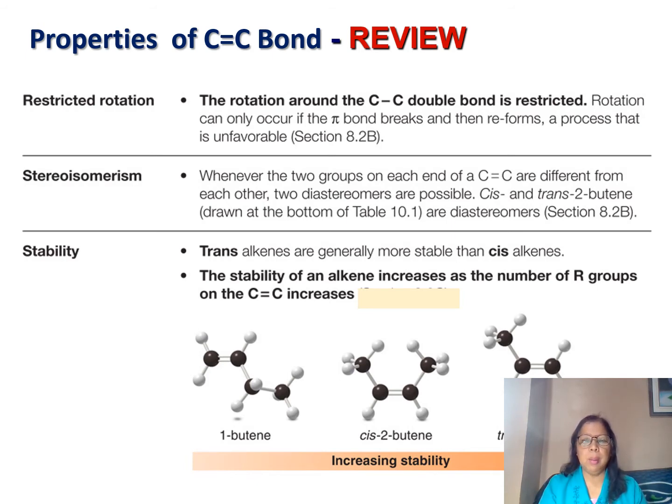Both carbons here are placed in one plane, so it is called cis. Here you have the double bond. The first carbon is at the other side, and the next carbon is also at the other side. So this is trans butene. And then in terms of stability, trans alkenes are generally more stable than cis alkenes. So this is more stable as compared with the cis.